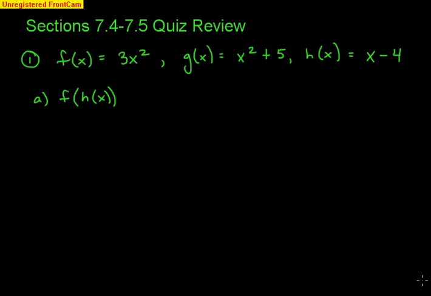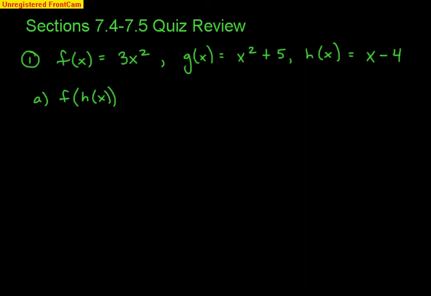So we're going to start with some composition of functions. I've given you three functions here. f of x is 3x squared, g of x is x squared plus 5, and h of x is x minus 4. We're just going to go through and do about 4 composition of functions. The first one is f of h of x.